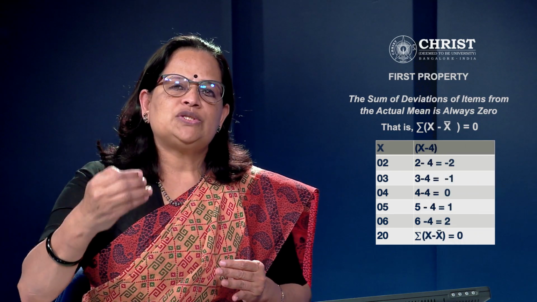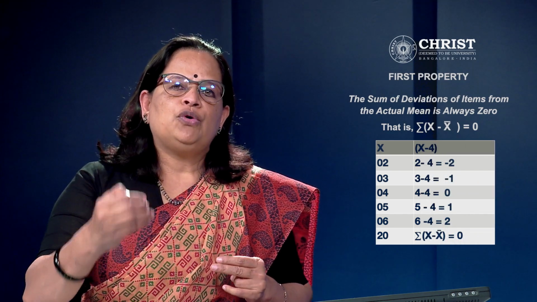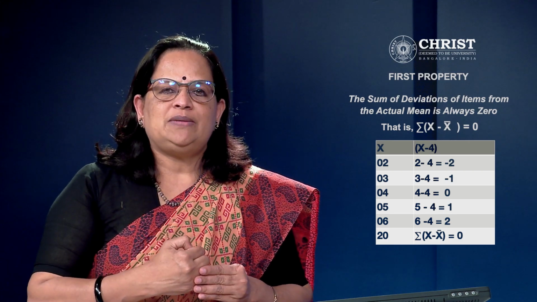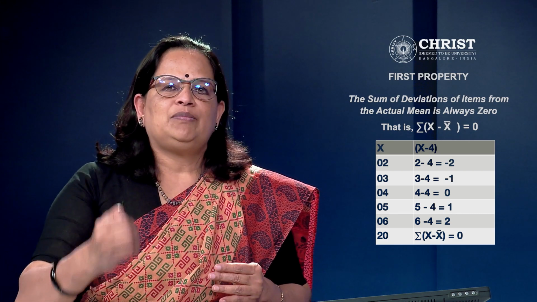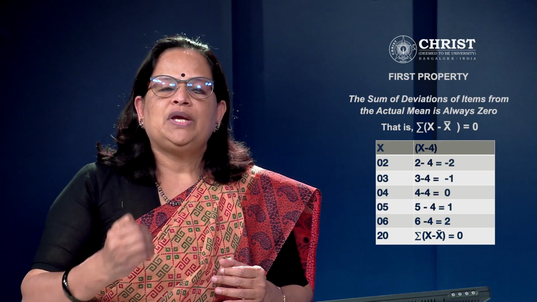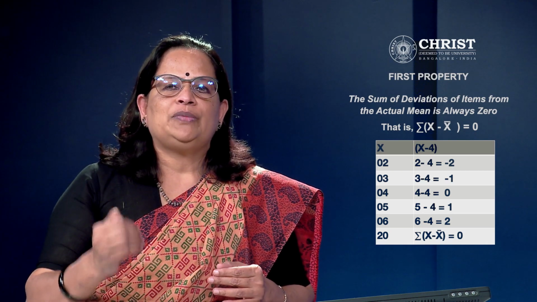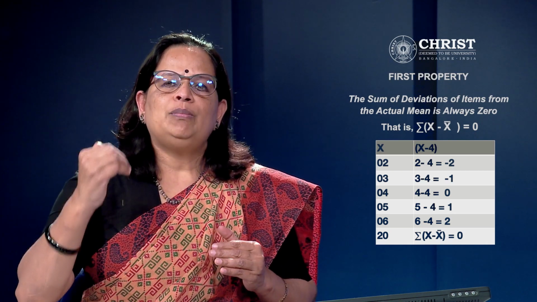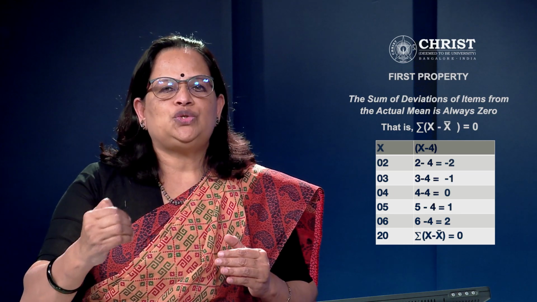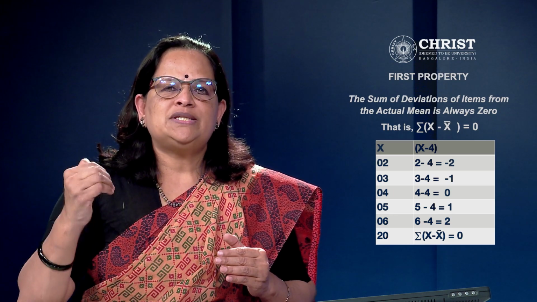So, the first property we will see: the sum of deviations of items from the arithmetic mean is always 0. That is, sigma (x minus x bar) is equal to 0. If you take the observations as given in the table, values of x: 2, 3, 4, 5 and 6, the total is 20. The mean, sigma x by n, is 20 by 5, which is 4. Now we take the deviations of all the x values from 4, that is the mean value. So minus 2, minus 1, 0, plus 1, plus 2. Thus sigma (x minus x bar) is equal to 0.